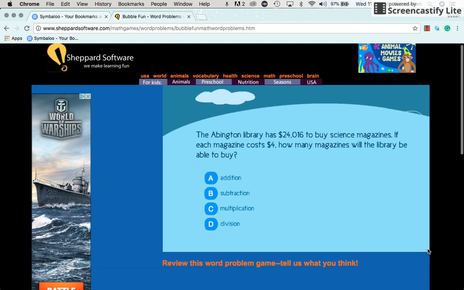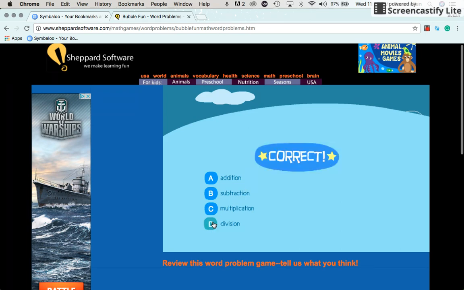The Abington Library has $24,016 to buy science magazines. If each magazine costs $4, how many magazines will the library be able to buy? All right, so here we're talking about money and we're talking about magazines. So we're talking about two different types of things. So our choices here would only be multiplication or division. Then you ask yourself, are you going to take apart or put together? Well, we start off with $24,016 and we're going to take it apart by dividing it by 4 to find out how many magazines the library will be able to buy. So that would be division.